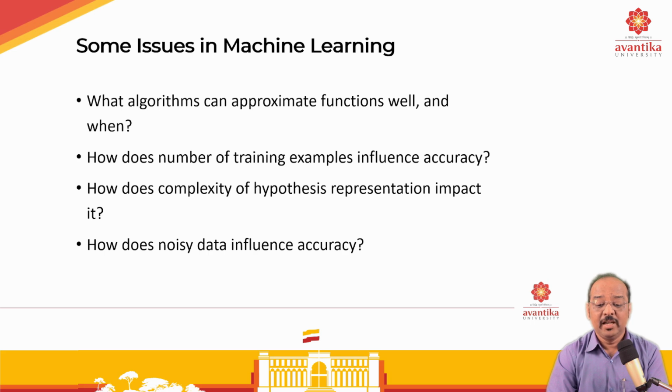Hypothesis representation is somehow very complex. We need to check always; this may happen, this may not happen. Algorithms can approximate functions, but when? We need to check that as well. If the training data, or whatever the data, is noisy, ultimately the accuracy will be influenced. So there are remedies for that, but we definitely need to always check this in the case of machine learning.